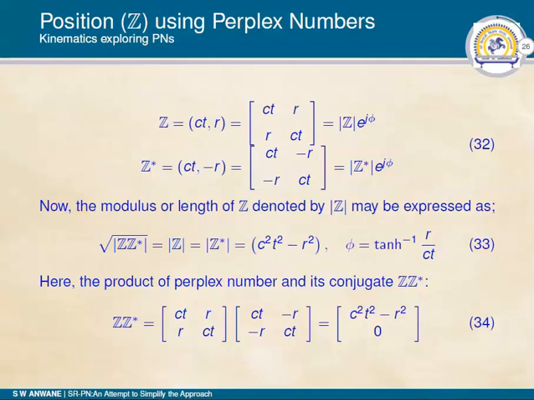The product z z star you can obtain by multiplication of two matrices as shown in equation number 34, and that leads to a real quantity where the imaginary component is vanishing, written here in terms of 0. So the ordered pair of z z star is interval square and 0.